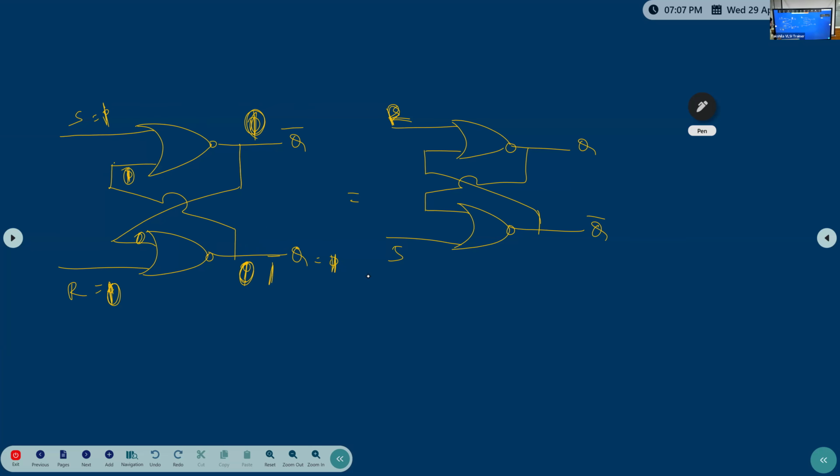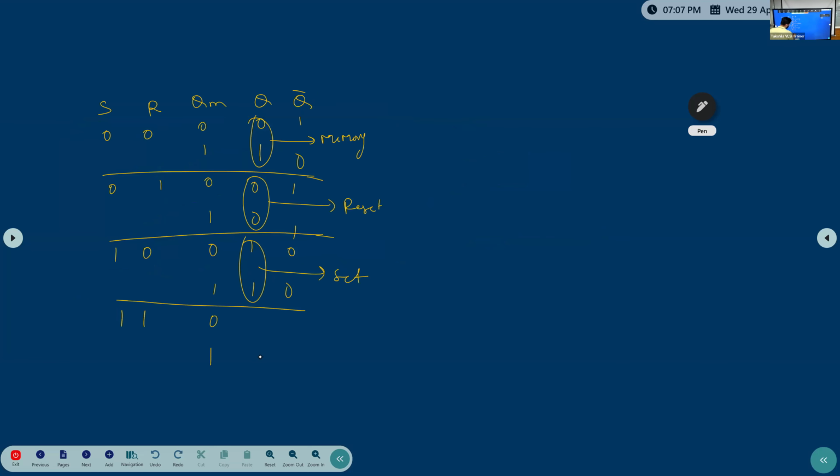So now next to 1 1 case. If you observe 1 1 case, S equal to 1, R equal to 1, both are high. So any one of the input is high, output will be low. This one also 0, this one also 0. So Q is not equal to Q bar. This condition it is not satisfying. So that's the reason this will be invalid state. Invalid state. Okay. So this is the truth table of NOR SR latch.